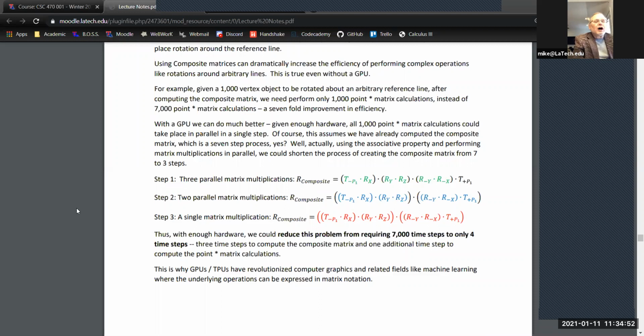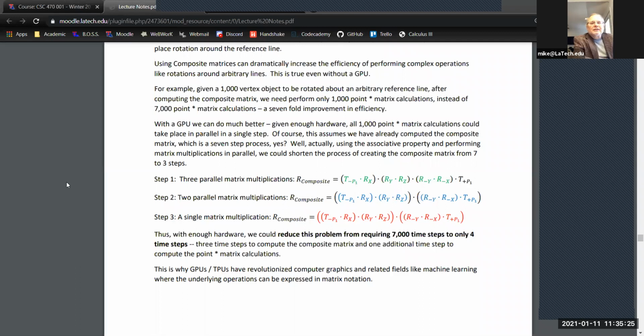This is why we use composite matrices. This is why we use matrices. It allows us many orders of magnitude increase in processing speed. So instead of doing a handful of polygons like you're doing in your programs, you can do thousands or tens of thousands of polygons with the right hardware.